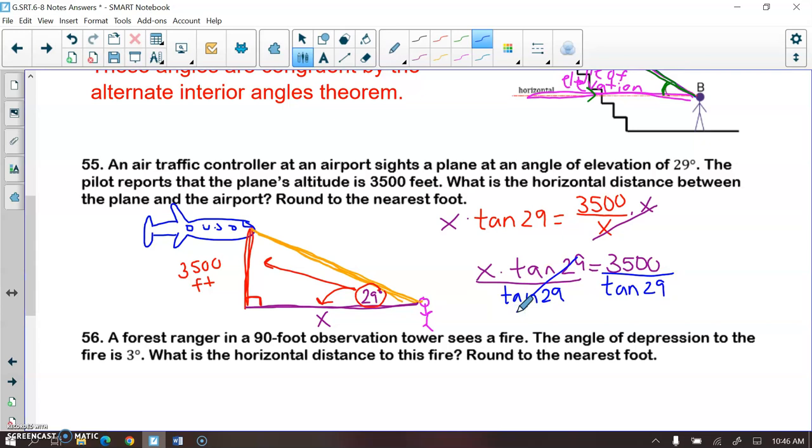It does say to round to the nearest foot. So x comes out to be, in my calculator, I'm going to type in 3,500 divided by tangent of 29. x comes out to be about 6,314 feet. And that is how far horizontally the plane is away from the airport.